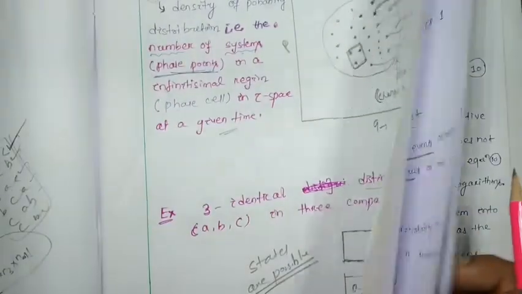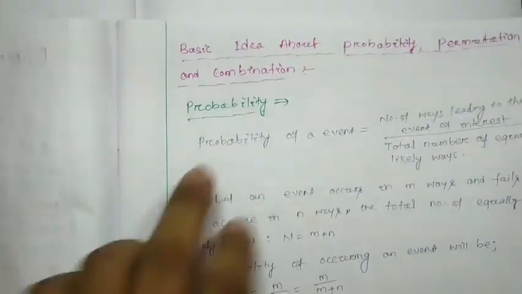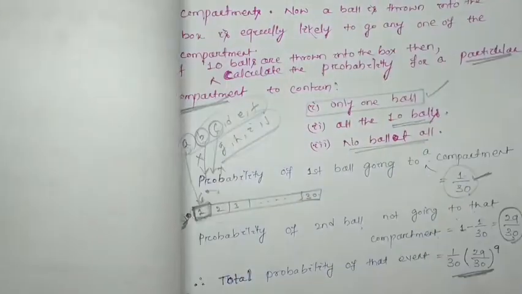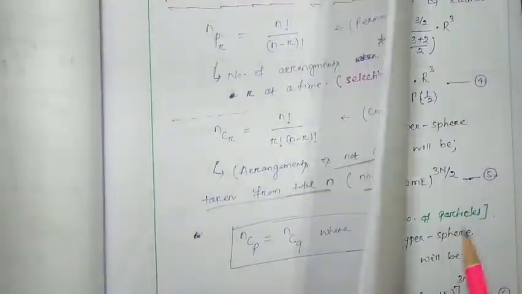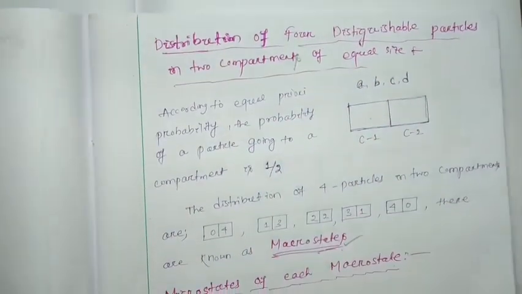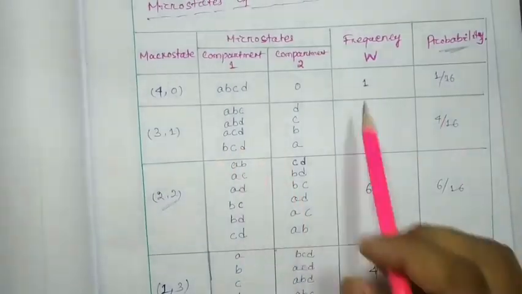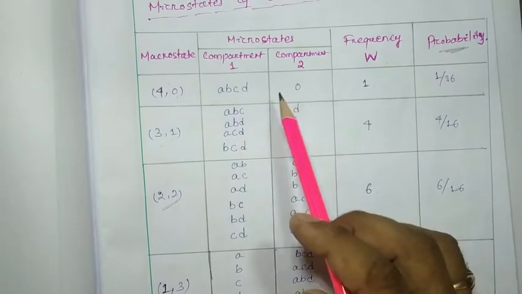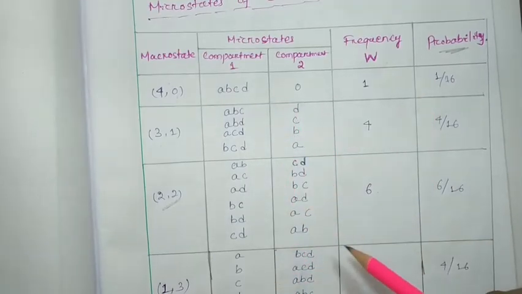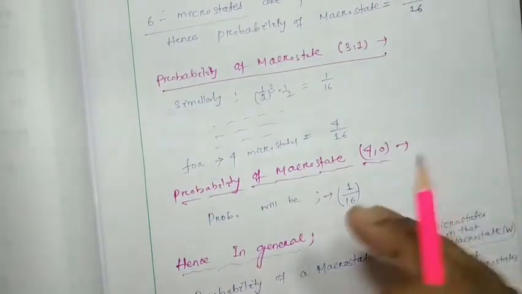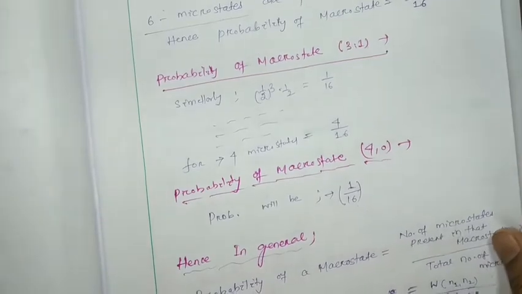Before that we discussed a basic idea about probability, permutation and combination, and we considered an example of distinguishable particles in two compartments. This is the table with the corresponding macrostates, and the corresponding microstates are these ones. Then we discussed it in detail. You have to follow the previous lecture video.